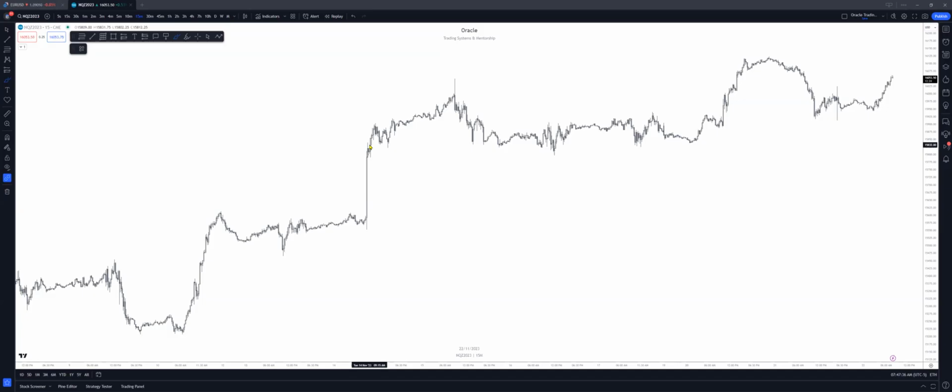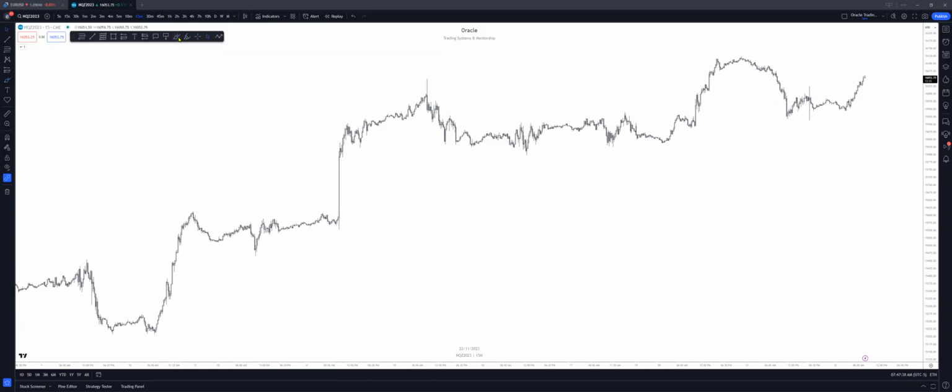So power of three is accumulation, manipulation, distribution, but it is with the intent of setting the low of the day, the low of the week, the low of the month, or the high of the month, depending on the direction of the candle, of course. But we're just going to use bullish candles for this case. So we have a bullish candle.